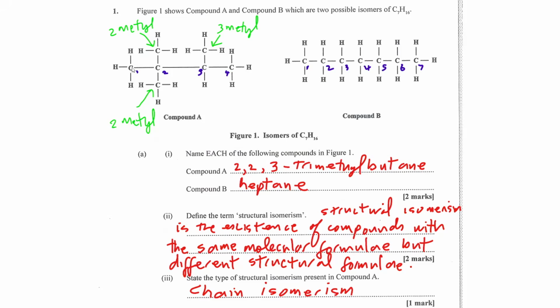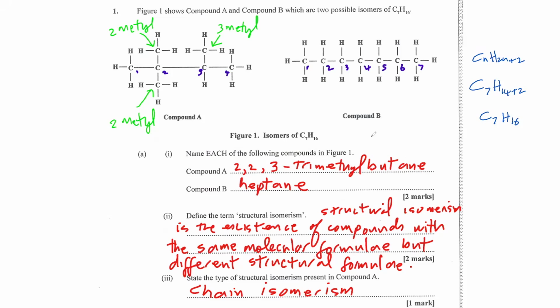So if you look at this, the first thing we want to do is to identify the parent and then the branches. So here we have a branch on the second carbon, another branch on the second carbon, and the third branch on the third carbon. We started numbering from this side because we have more branches on this side than this side. So we have 2,2,3-trimethylbutane. For compound B, here we have a straight chain of 7 carbons, and it is an alkane because it's all single bonds, and it is heptane.